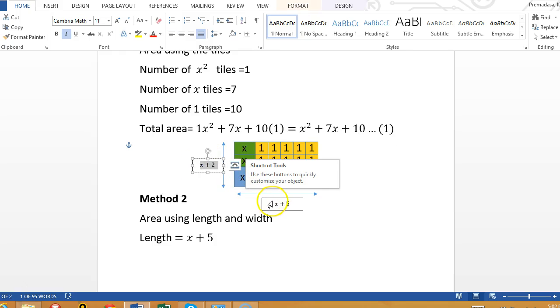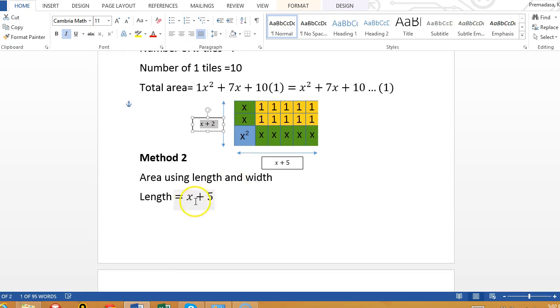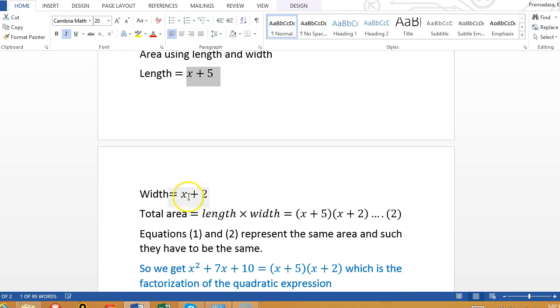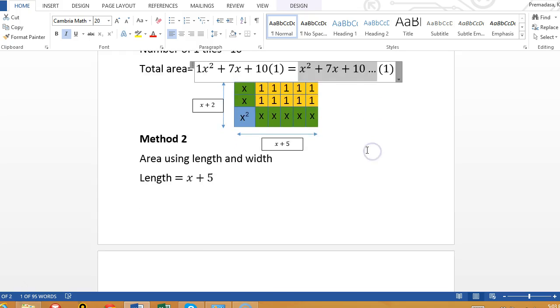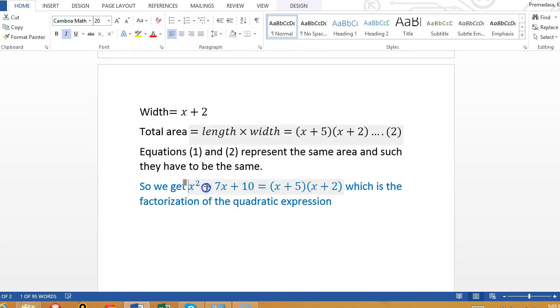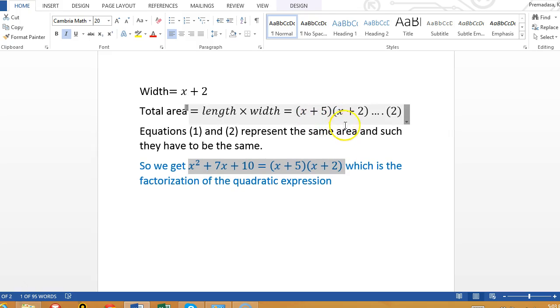So we have the length as x plus 5, and the width as x plus 2. The total area is length times width, which is x plus 5 times x plus 2, which is exactly the factorization, because no matter how you find it, the area is the area. The area that we found at the beginning was x squared plus 7x plus 10. That has to be equal to the area that we found by measuring the length and the width, which is x plus 5 times x plus 2.